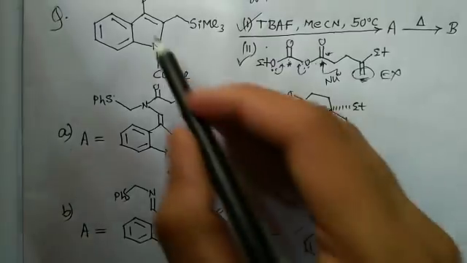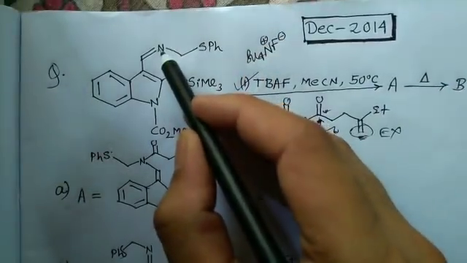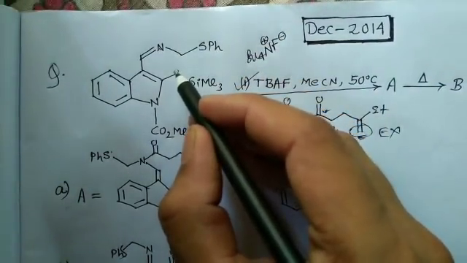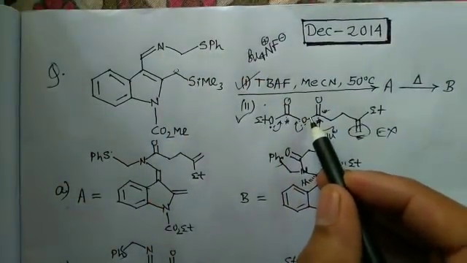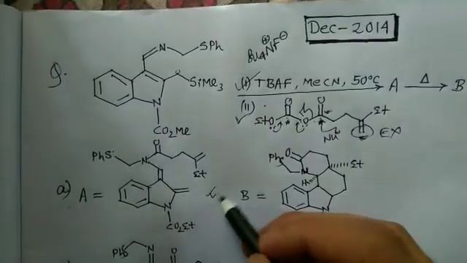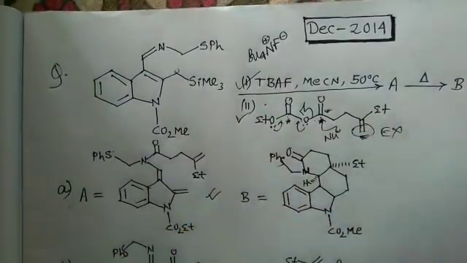You can see the attack from here, this nitrogen. So if the negative charge is over here, it will go like this, and from this nitrogen the attack is taking place over here, this will go, and you will have this product. So we have option A.